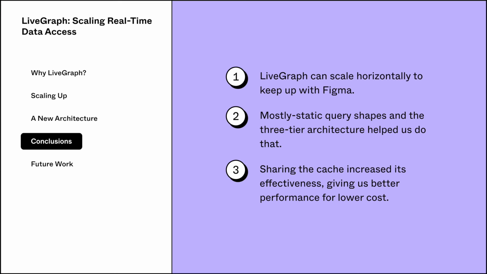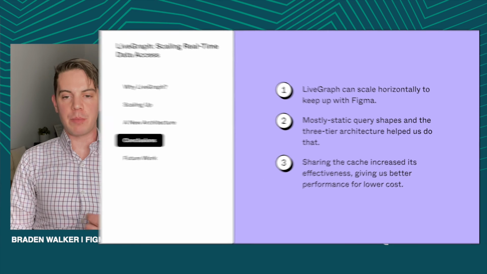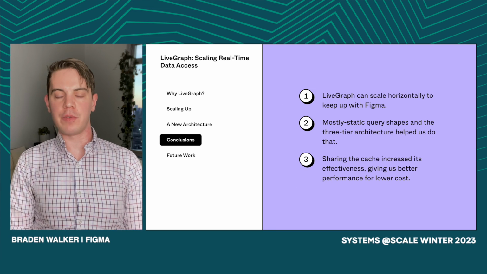All right, some conclusions. LiveGraph can scale horizontally to keep up with Figma scale. As we're adding more users, we can add more machines. As we're adding more database machines, we add more invalidators. As we add more traffic, we can add more cache shards. And as we're adding users, adding clients, we can add more front ends. The mostly static query shapes and the three-tier architecture are what helped us to do that. And then third, sharing the cache, moving it out, centralizing it, gave us much better cache effectiveness. So we can get better performance at a higher cache hit rate for much lower cost.